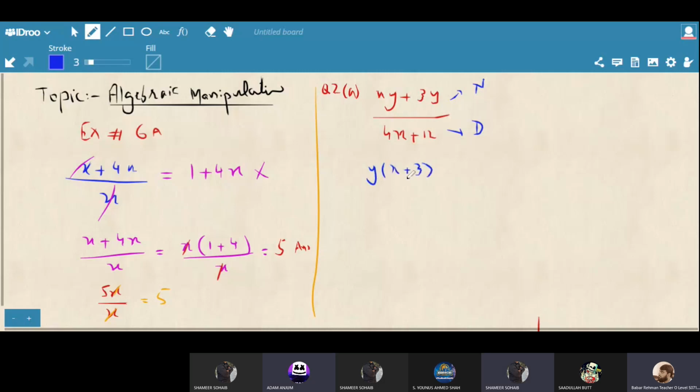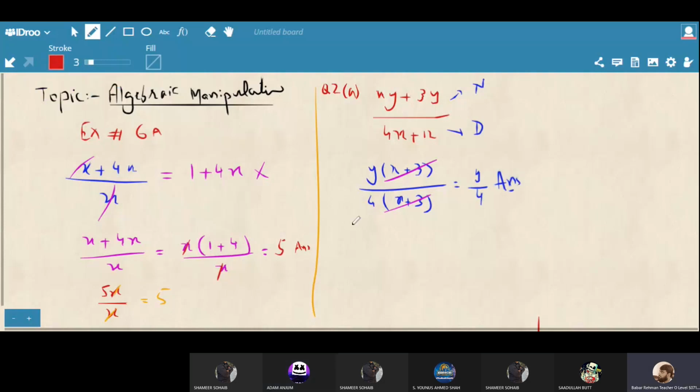And then in the denominator, 4 will be common. What is left? x plus 3. So it will be y over 4, and x plus 3 will be cut. We are going to cancel x plus 3 and x plus 3. The answer is y upon 4. This is our answer.